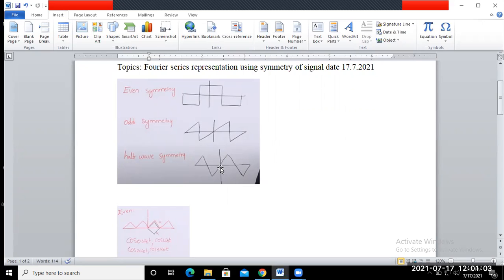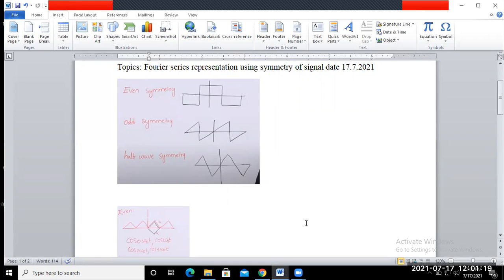So present here are sine terms of odd harmonics. That means sine omega naught t, sine 3 omega naught t, and sine 5 omega naught t.